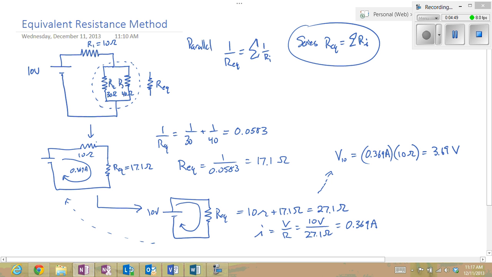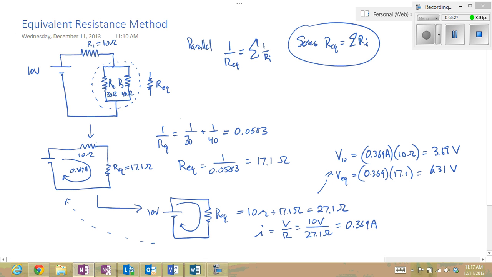So I've dropped 3.69 volts of my available 10 volts across this 10 ohm resistor, which means I should drop the remainder of that across the equivalent resistance of 17.1 ohms. So the voltage drop across the equivalent parallel combination would equal 0.369 times 17.1, which is equal to 6.31 volts. And you'll notice that the sum of those two is the 10 volts.